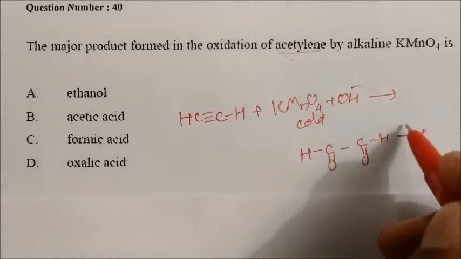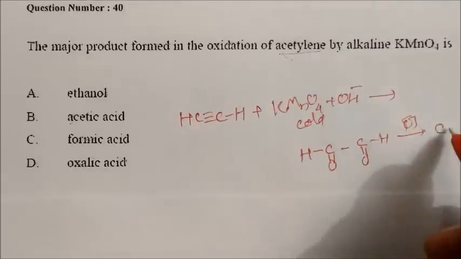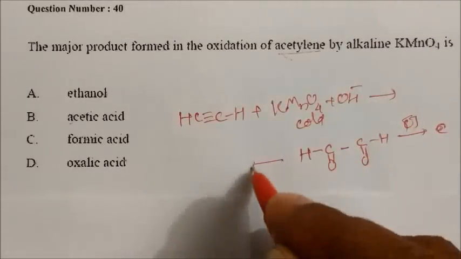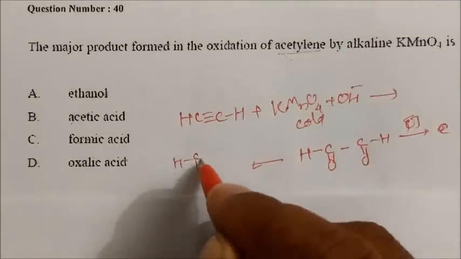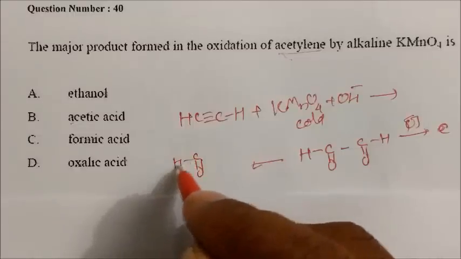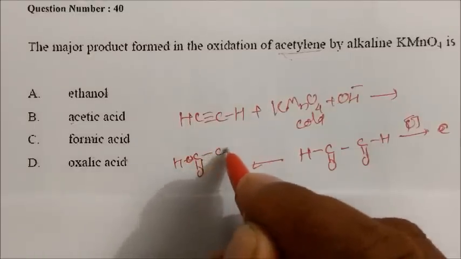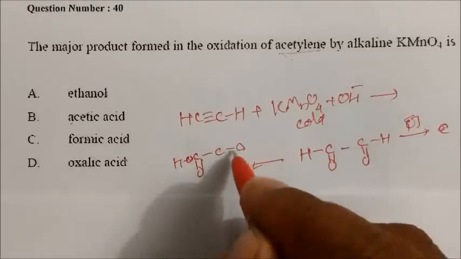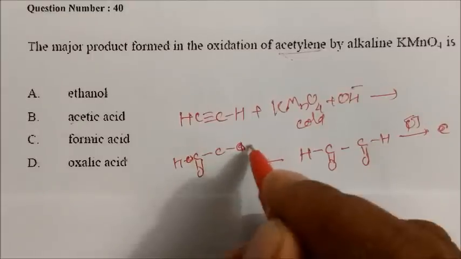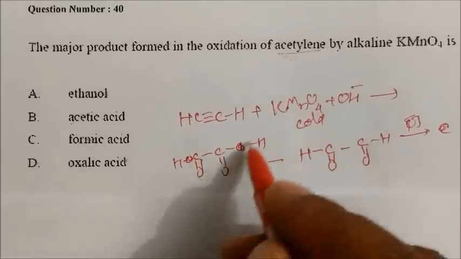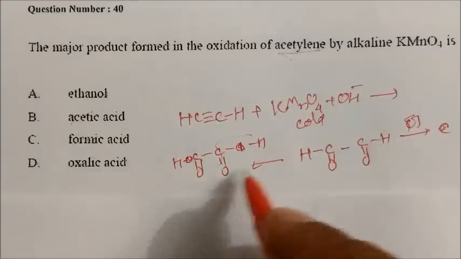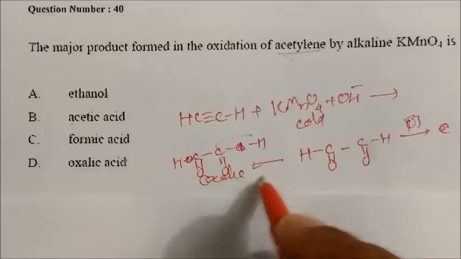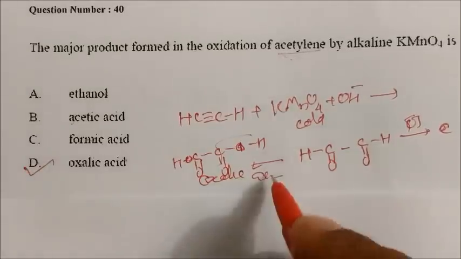Again, further oxidation, what will happen? This will convert into HCO, and this will be OH, and again C, you can write here OH. So this is nothing but, if you see, oxalic acid. This is the example of oxalic acid. So this is the correct answer.